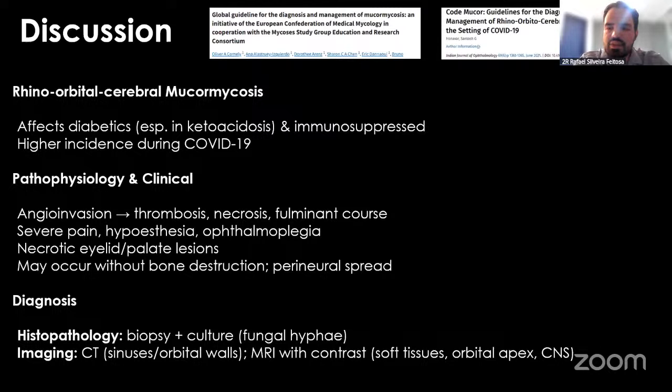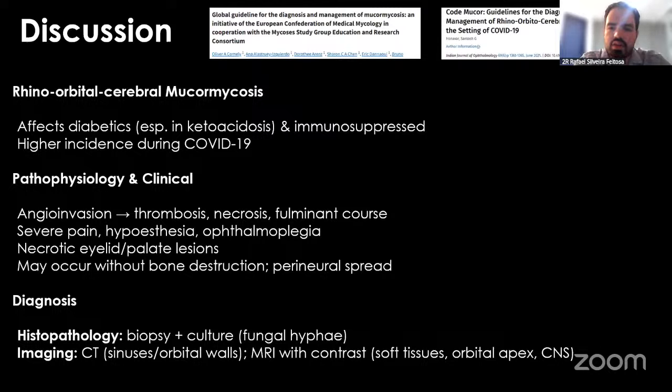The clinical presentation typically includes severe pain, hypoesthesia, ophthalmoplegia, and necrotic lesions of the eyelids, palate, or nasal mucosa. Importantly, the infection may sometimes progress without evidence of bone destruction, spreading instead along perineural or vascular pathways. The diagnosis relies on histopathologic confirmation, biopsy, and fungal culture, which demonstrate the characteristic broad, ribbon-like, non-septate hyphae.